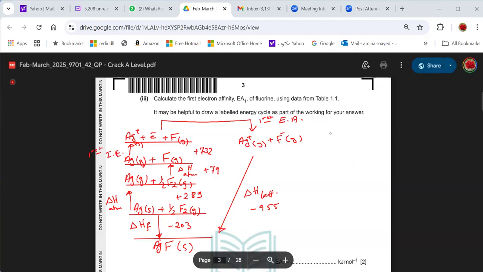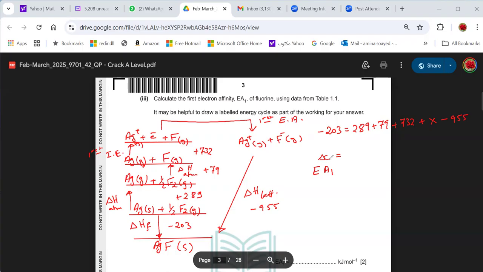So we say that minus 203 equals, and we are going to take all the others together. So positive 289 plus 79 plus 732 plus x, where we don't know what x is, which is the electron affinity. Then we have minus 955. And so we can get x, which is the first electron affinity.